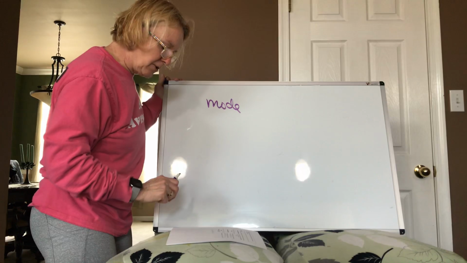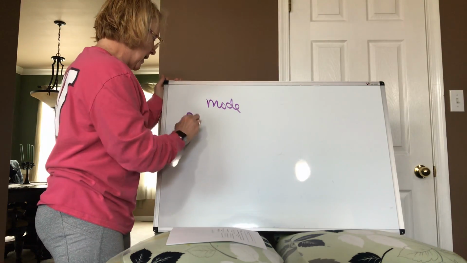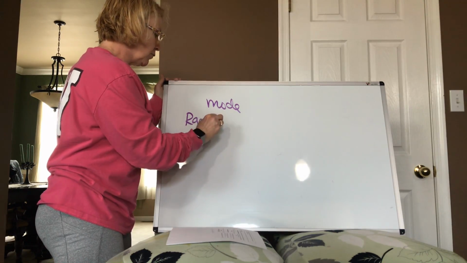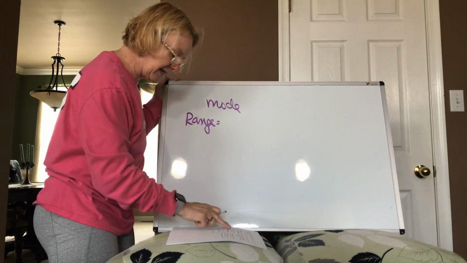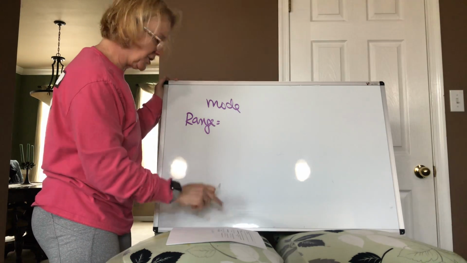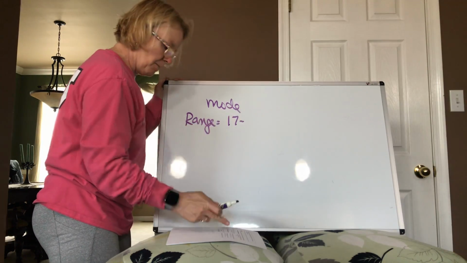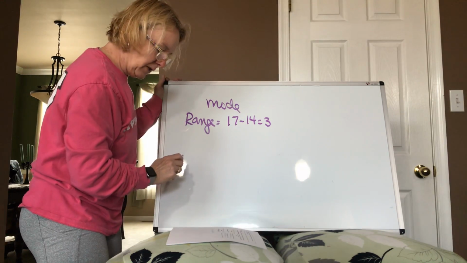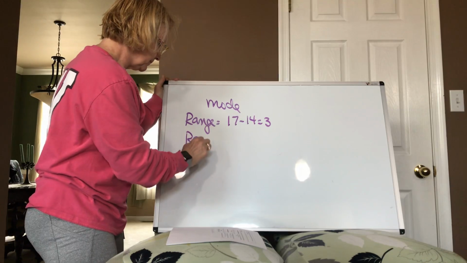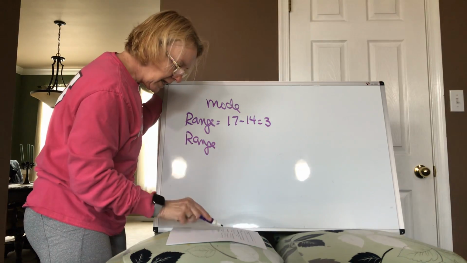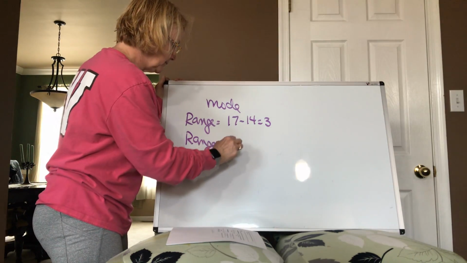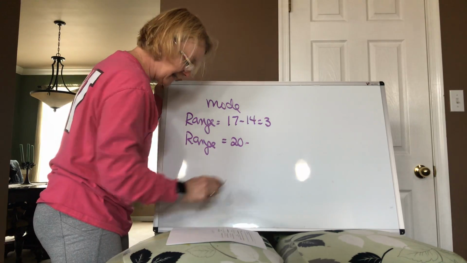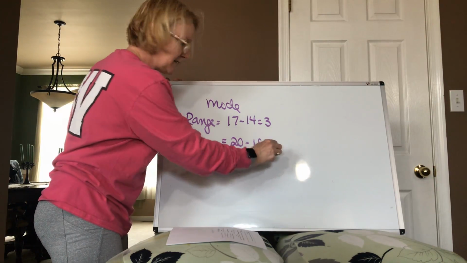Second question, what is the range of the high school? Remember, range is highest minus lowest. The highest age in the high school is 17, minus the lowest is 14. Range is 3. What's the range in college? Highest is 20, minus lowest is 18. 20 minus 18 is 2.